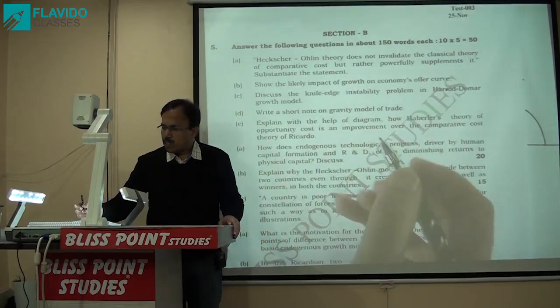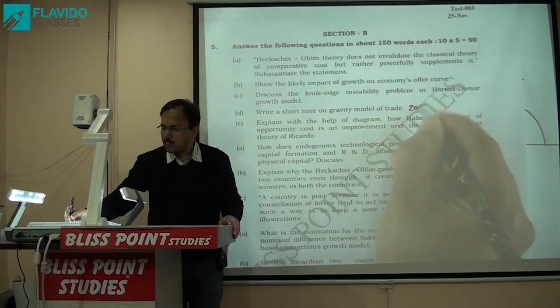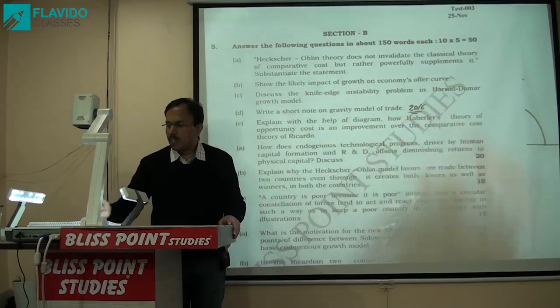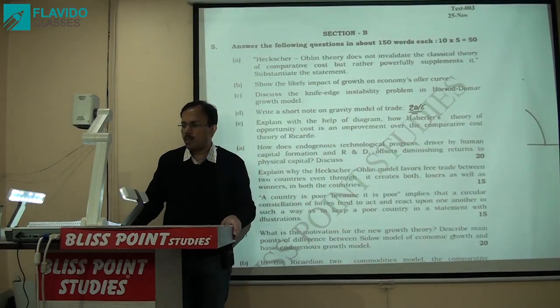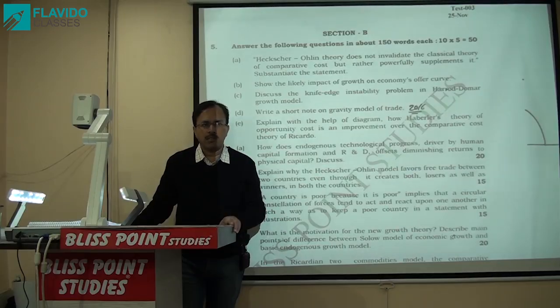Now there was a straight question in this. This was also in 2016, in the compulsory question: write a short note on the gravity model of trade. It is given in the introductory chapter. It is given in Krugman as well as in Salvatore.